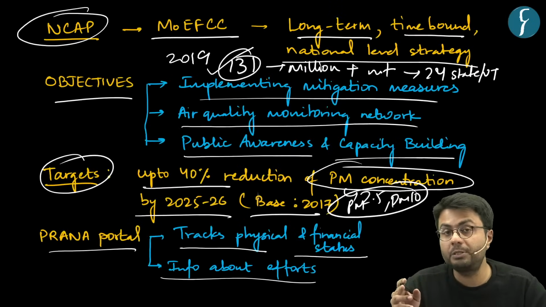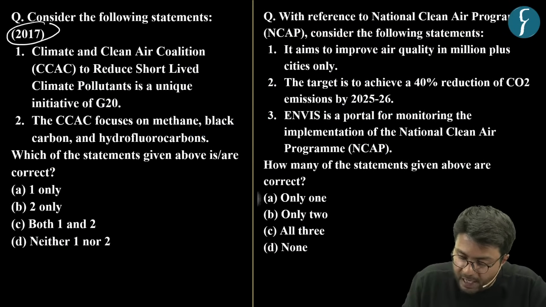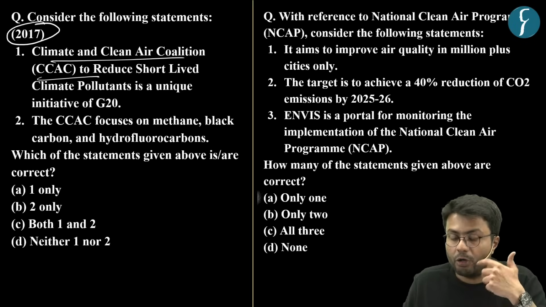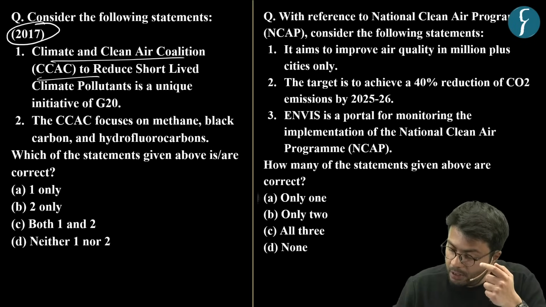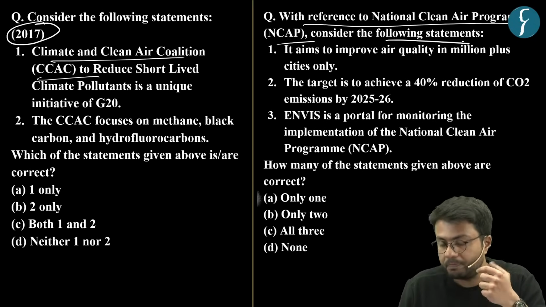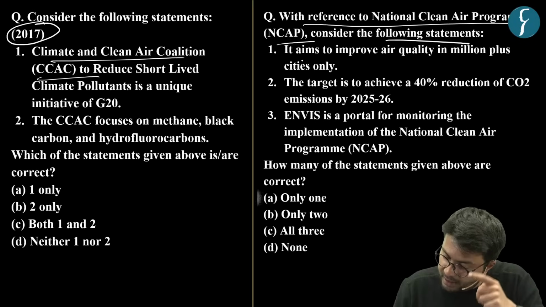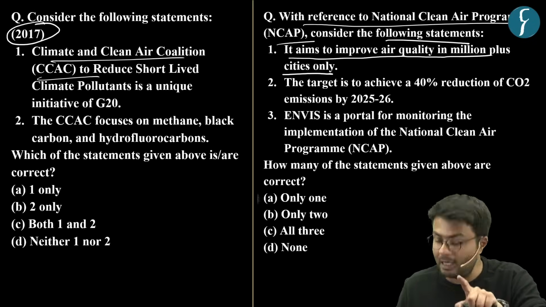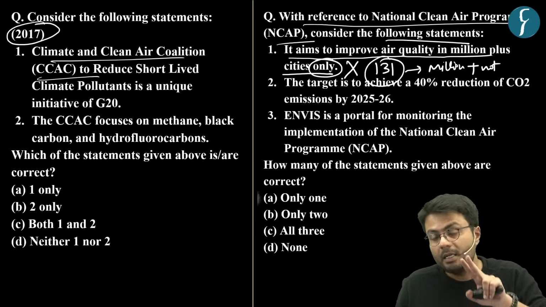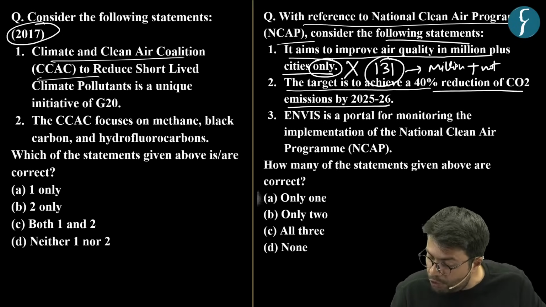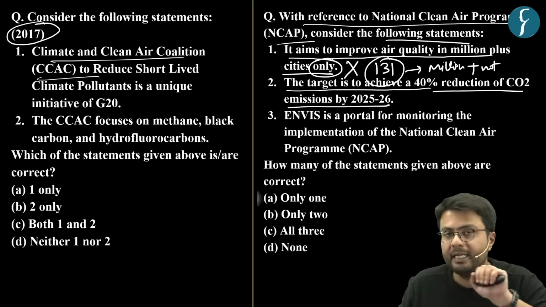This MCQ has been framed because UPSC, specifically in the prelims of the year 2017, asked a question related to the Climate and Clean Air Coalition. Hence, the question asks us, with reference to the National Clean Air Program, consider the following statements. The first statement says that this scheme aims to improve air quality in million plus cities only. Now, this is an absolute statement. Further, the second statement states that the target is to achieve a 40% reduction of CO2 emissions by the year 2025-26.